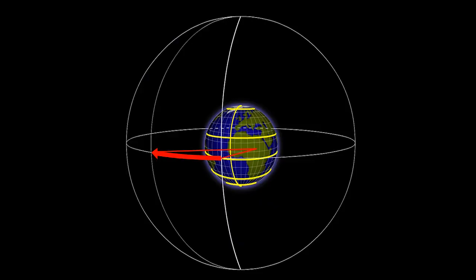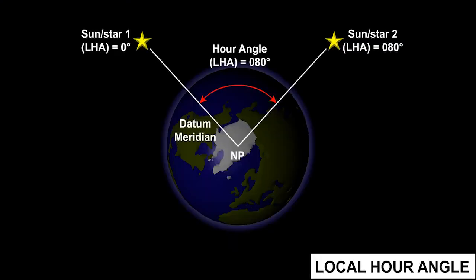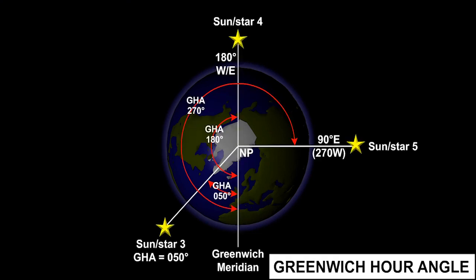Just as declination is the celestial equivalent of latitude, hour angle is the celestial equivalent of longitude, in order to define the position of a body in 2 dimensions. It is always measured westwards. If the hour angle is measured from the observer's meridian, it is called the local hour angle, and abbreviated to LHA. If measured from the Greenwich meridian, it is called the Greenwich hour angle, and abbreviated to GHA.